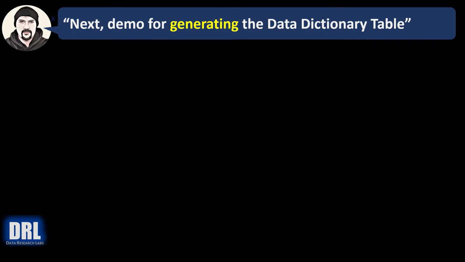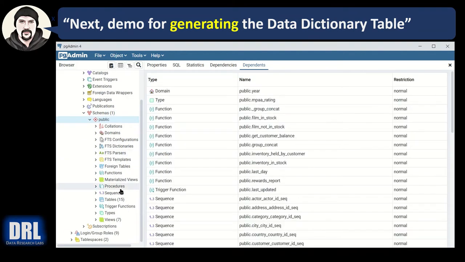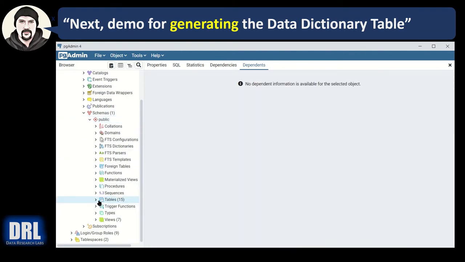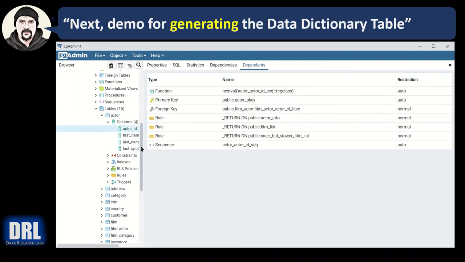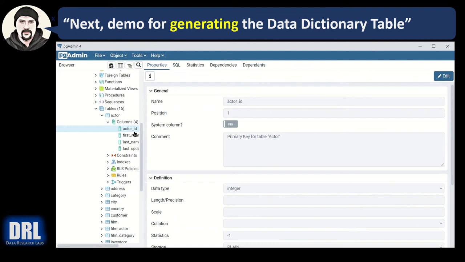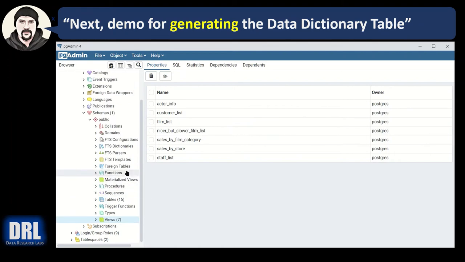Next, the demo for generating the data dictionary table. So I'm going to open pgAdmin, and in the schemas, in the public schema, I downloaded a generic sample database that has 15 tables and 7 views. And in the tables, because they didn't come with descriptions and comments for the columns, I went and added some in myself. So let's go look at the properties, actor ID. I added that comment in. First name, added it. Last name, last updated. All the rest of the fields don't have comments. But there we have it. Tables, 15 of them, and 7 views.